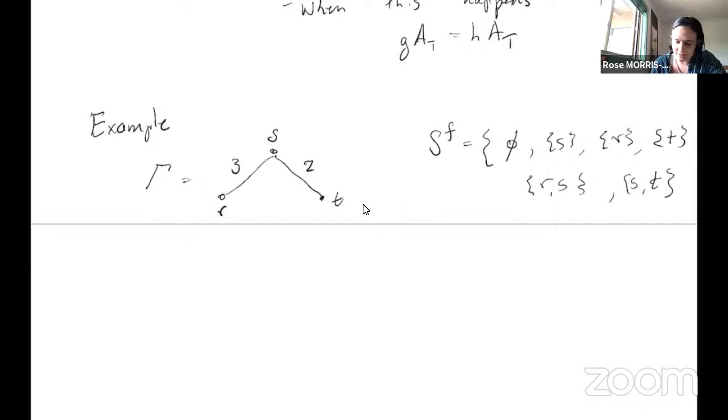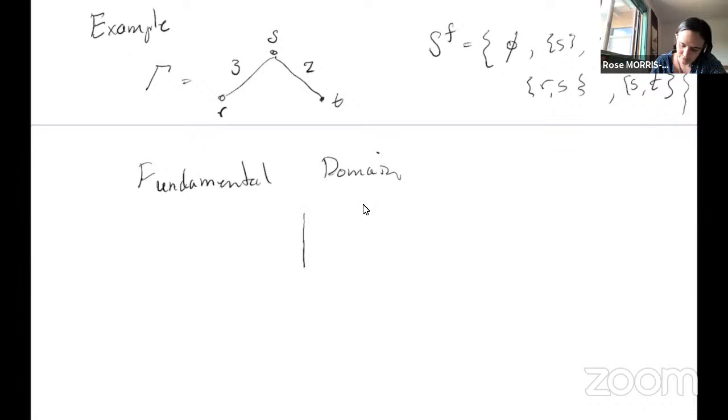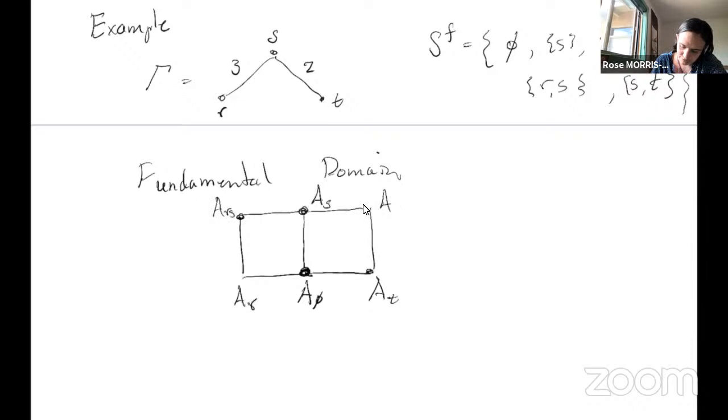Using the subgroups generated by these sets, we can build the fundamental domain of this complex. It will look like this. I'm going to have one cube. Here's an empty set, so that's the trivial group, and the empty set is contained inside the subgroup generated by S, the one generated by R, and over here the one generated by T. Then this will be the subgroup generated by R and S, and this will be the subgroup generated by S and T.